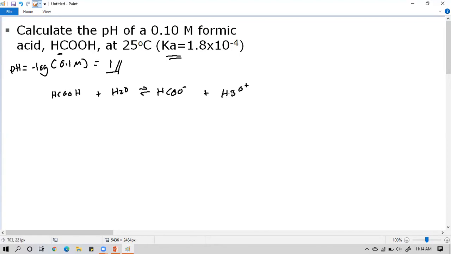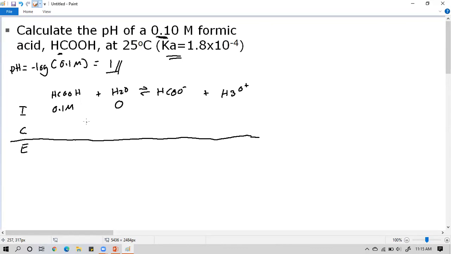Dito manggagaling yung pH natin, okay? So, ICE: initial concentration, change in concentration, and equilibrium concentration. Napag-aralan nyo yan sa inyong general chemistry. Okay? So, ano yon? 0.1 molar. This one here is 0 because water and solids are not included in the equilibrium expression. And then this one here is 0 kasi hindi pa nagpo-proceed yung reaction natin.